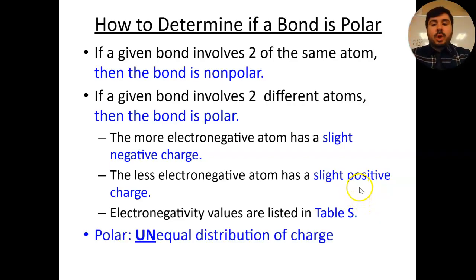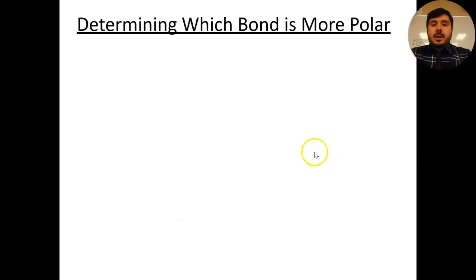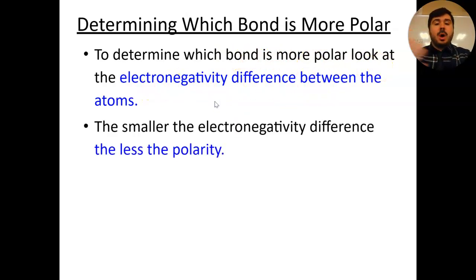Now, polar simply means unequal distribution of the charge of the electrons, whereas nonpolar means equal distribution of that charge. What happens if you have to determine which bond is more polar than another? Pretty straightforward. Look at the electronegativity difference between the atoms. The smaller the electronegativity difference, the less polarity.